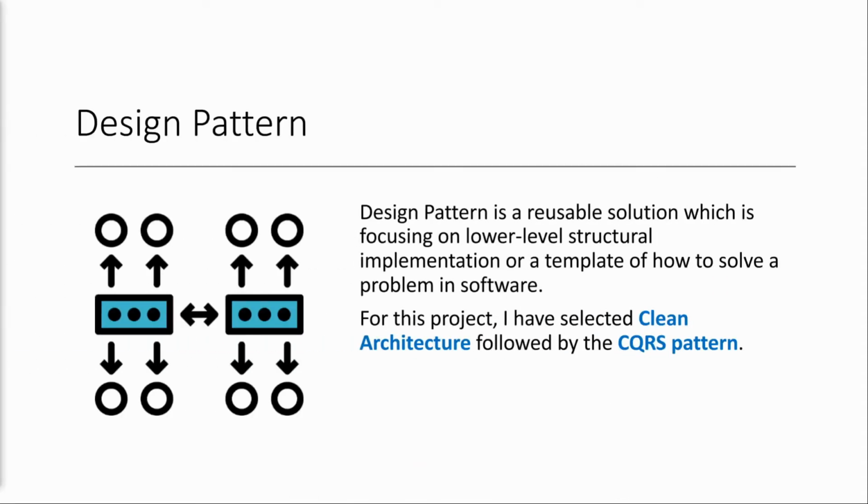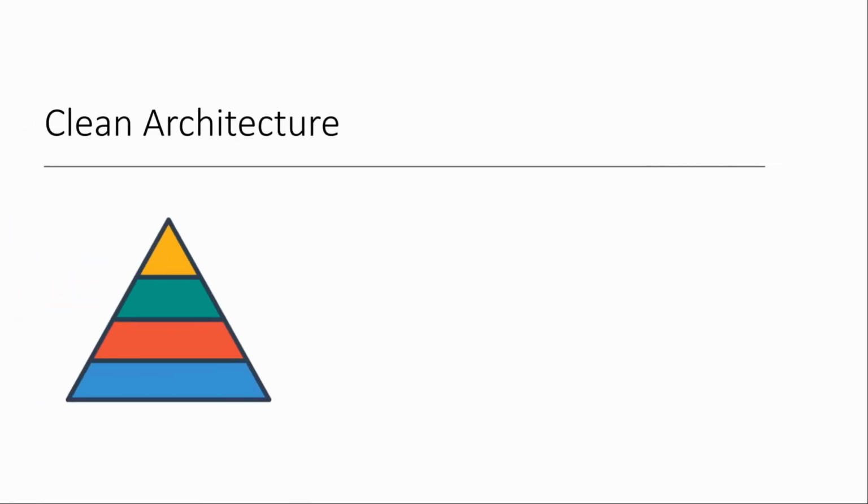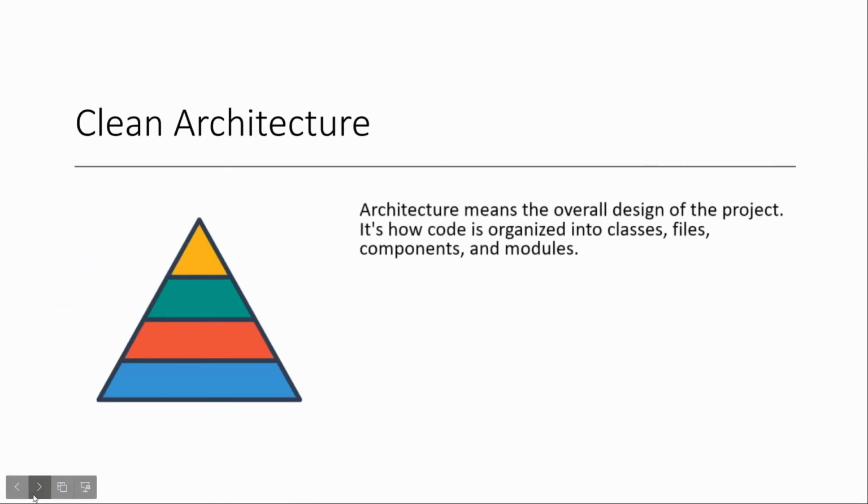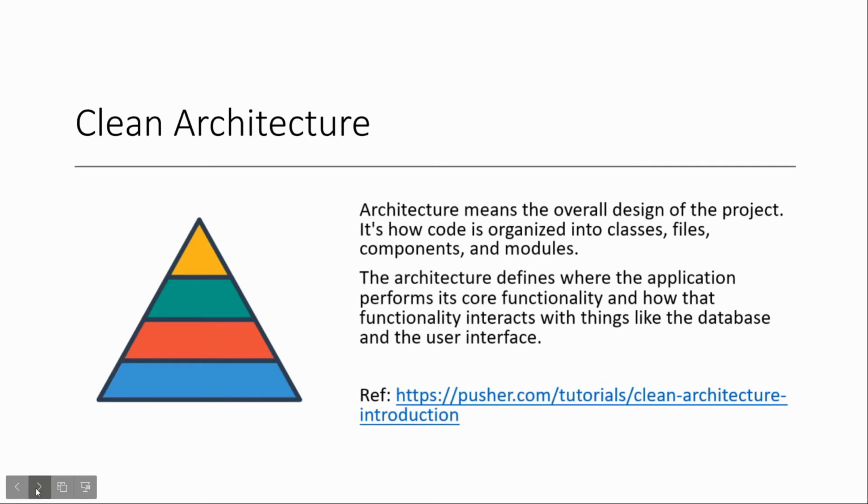Design pattern is a reusable solution which is focusing on lower level structural implementation or a template of how to solve a problem in software. For this project, I have selected clean architecture followed by the CQRS pattern. Architecture means the overall design of the project. It's how code is organized into classes, files, components, and modules. The architecture defines where the application performs its core functionality and how that functionality interacts with things like the database and the user interface.